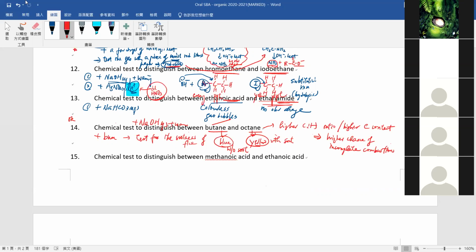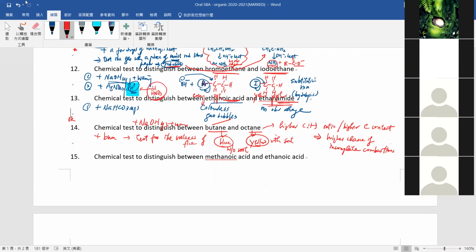Okay, this is for chemical test. Of course, if you use physical test, it's easy. Besides checking the gas, butane can be a liquid, unless we pressurize it. If I pressurize it and both are liquid, you pour them out and try to see which one is more volatile, the one that is butane.